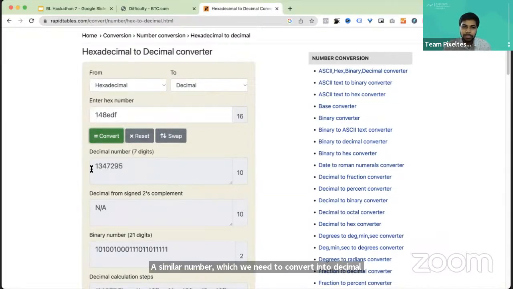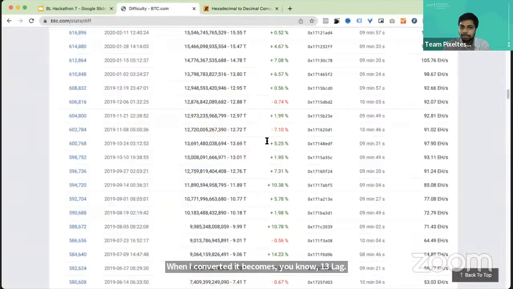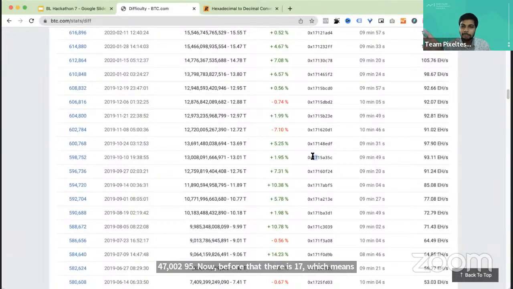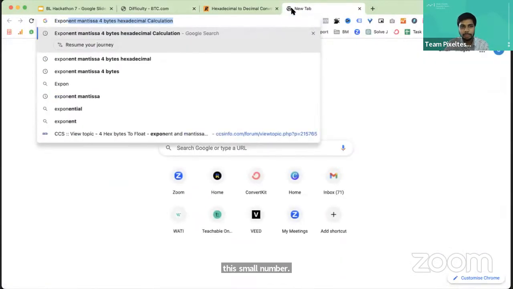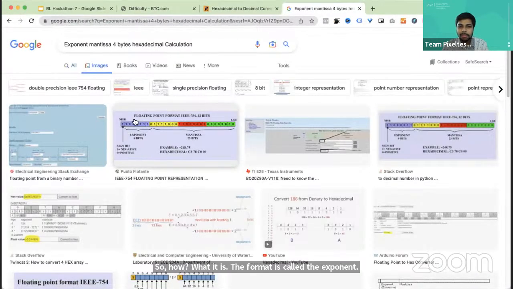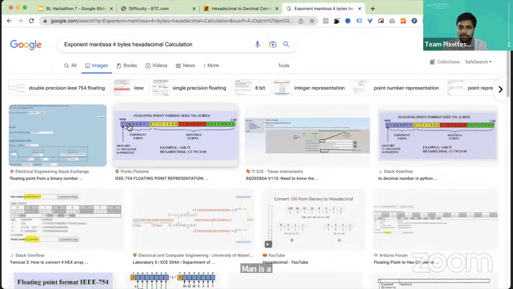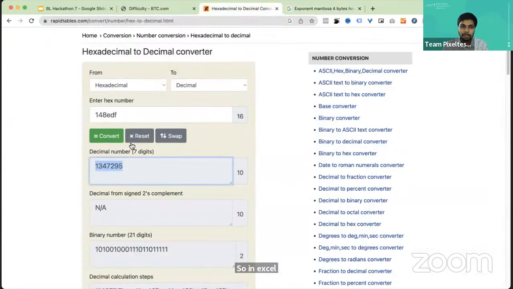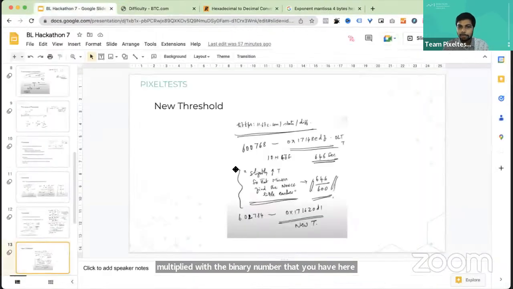When I convert it, it becomes 13,47,295. Now before that there is 17, which means because the threshold is a higher number, it's a very big number, you'll not be able to put it in this small number. So the format is called the exponent mantissa format, where the 17 is the exponent. So in hexadecimal, it is the exponent, which will be multiplied with the binary number that you have here. So this is what Professor does here.